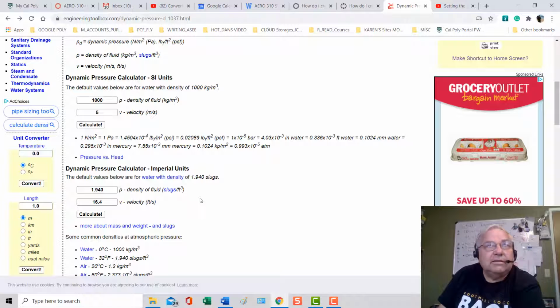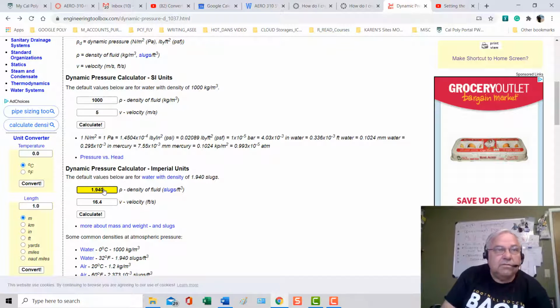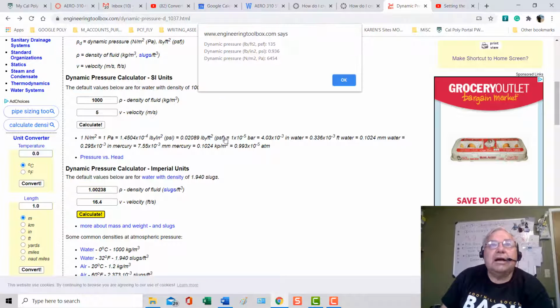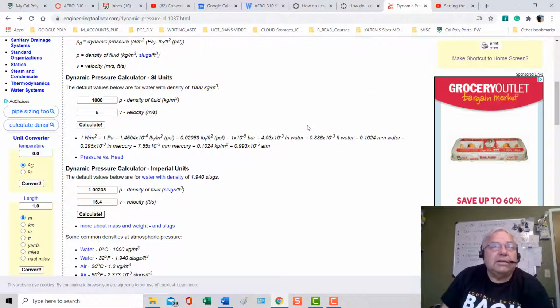And if you put a density in here, let's say I know the density at sea level for our atmosphere is, I think, 0.00238 slugs per cubic foot, and then you hit calculate. And look here at the top, it gives you the dynamic pressure in pounds per square foot. It automatically calculates 1/2 rho v squared for you. So that's kind of cool. That's a nice place, again, as opposed to trying to Google everything. Here's a nice location where it's all concentrated for you.